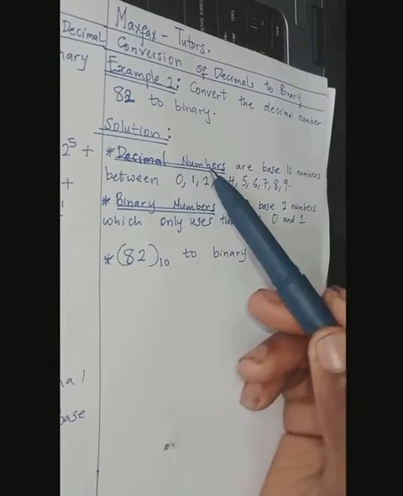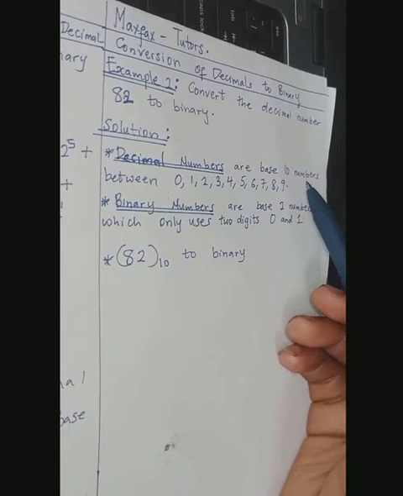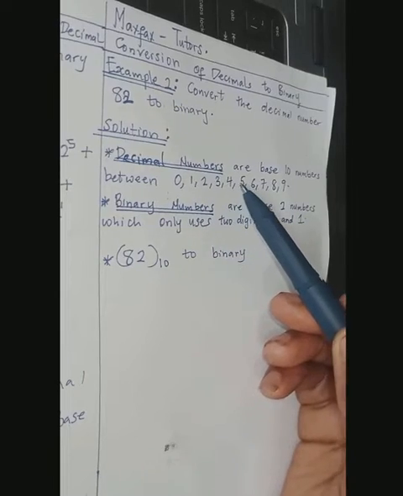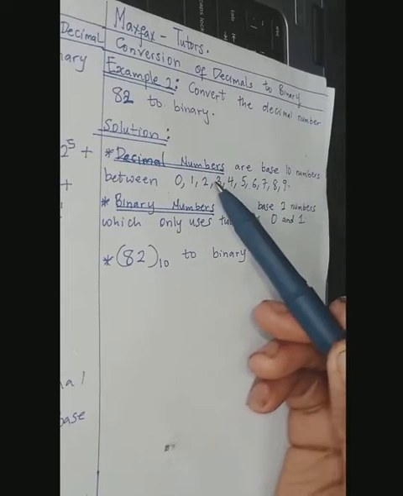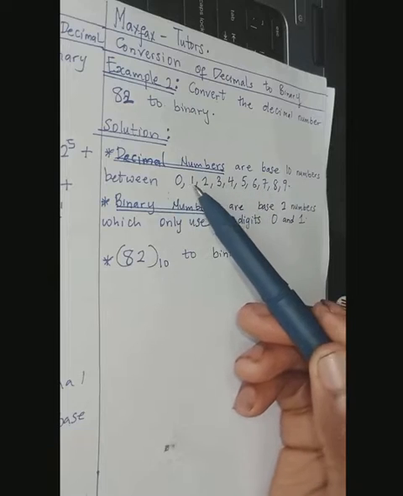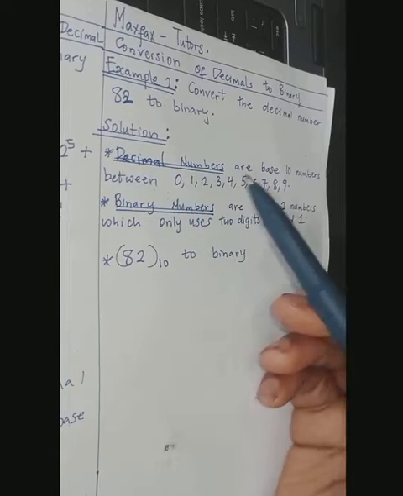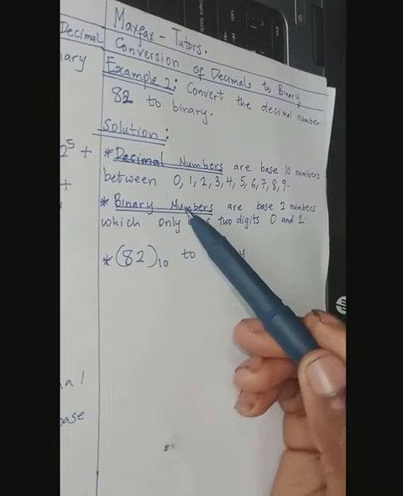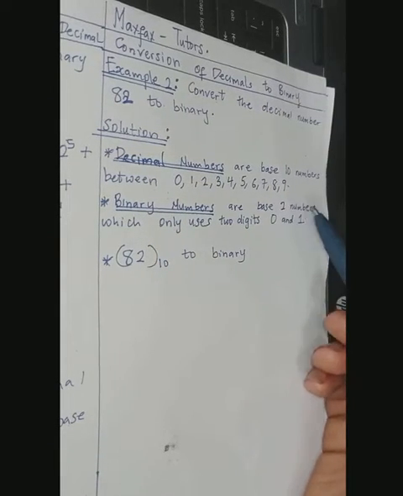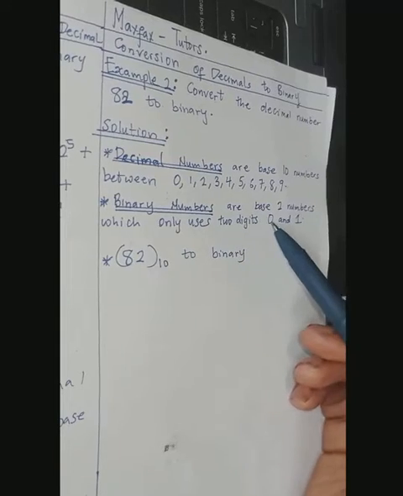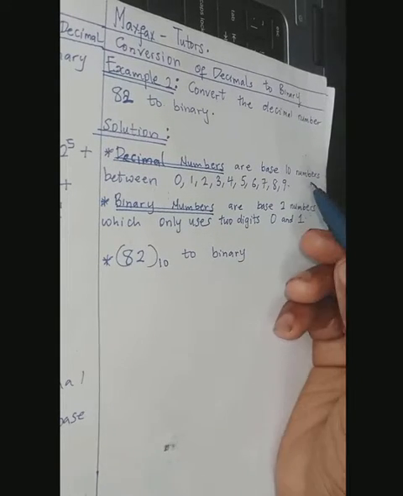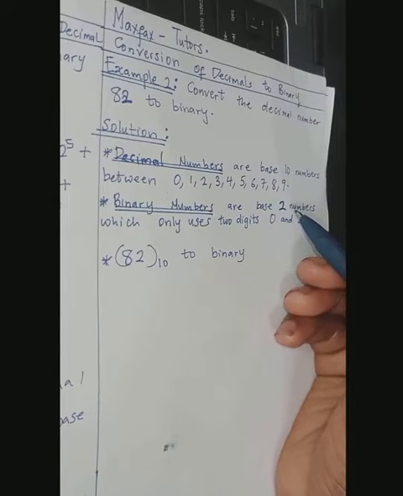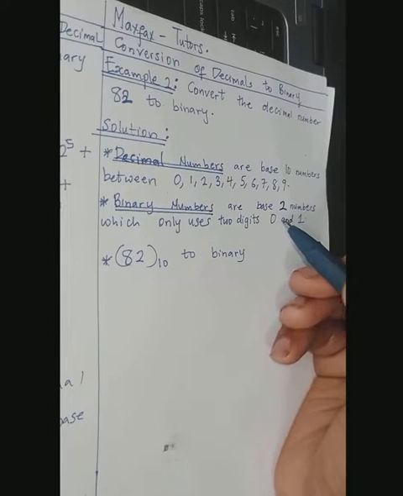firstly know that decimal numbers are base 10 numbers between the digits 0, 1, 2, 3, 4, 5, 6, 7, 8, 9. Decimals are base 10 numbers because if you count the numbers from 0 to 9, it will give you what? 10. So binary numbers are base 2 numbers, which only use 2 digits, 0 and 1.